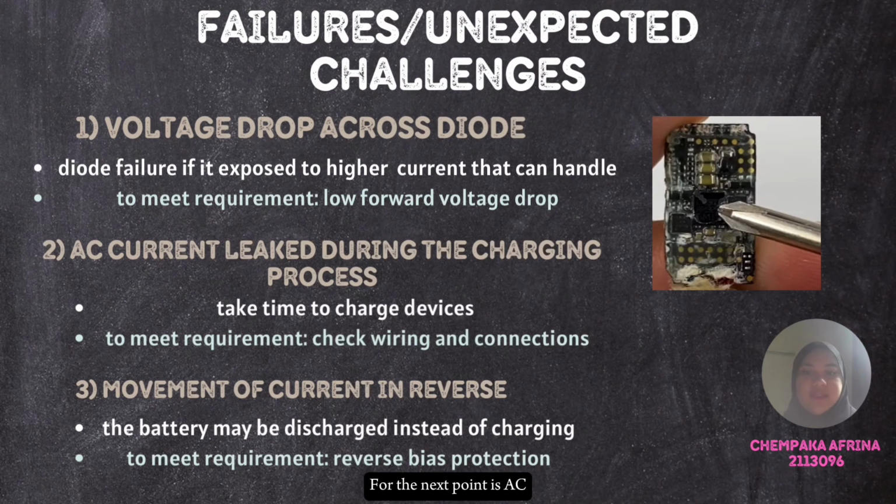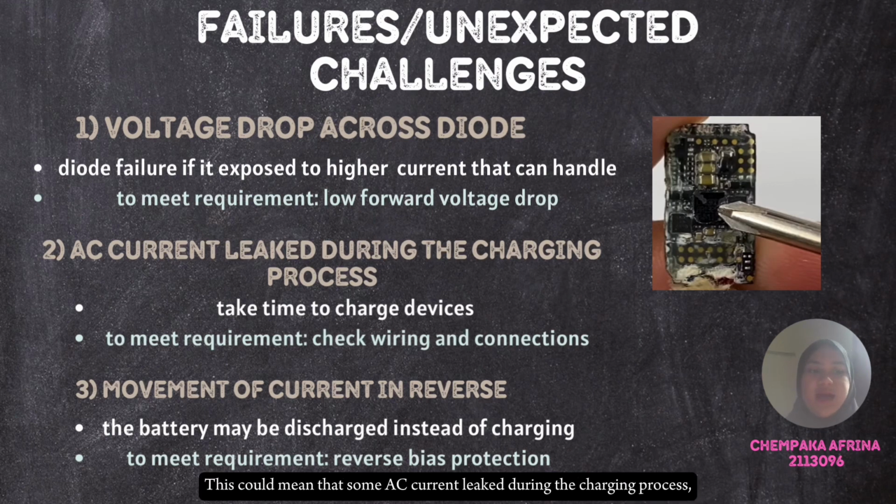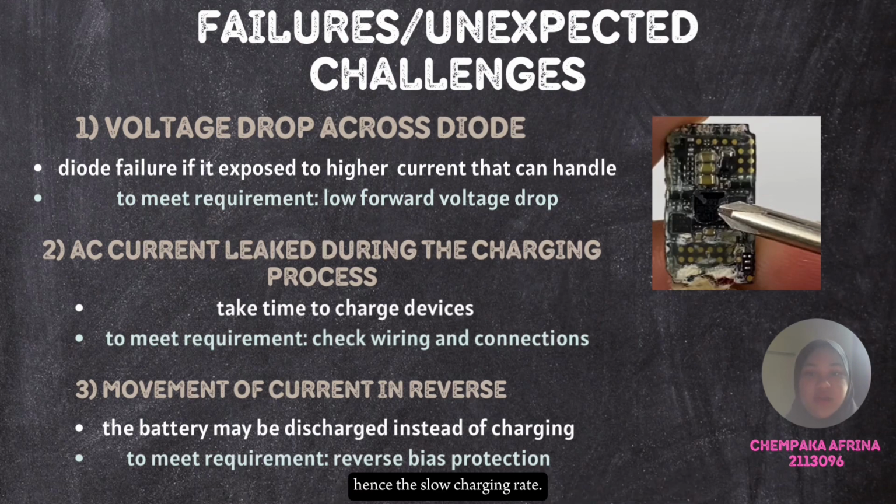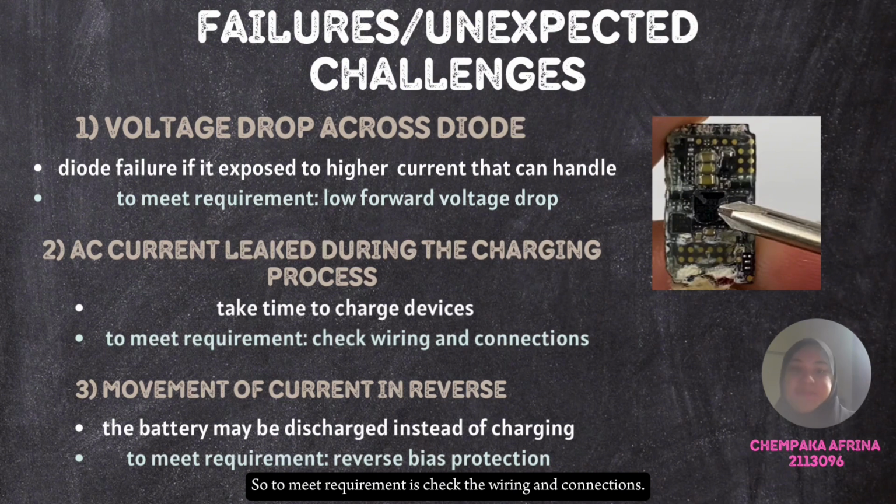The next point is AC current leak during the charging process. Let's say we leave our battery to charge, but several hours later, we find out that it has not even reached half charge. This could mean that AC current leaks during the charging process, hence the slow charging rate. So the requirement to meet is to check the wiring and connections.